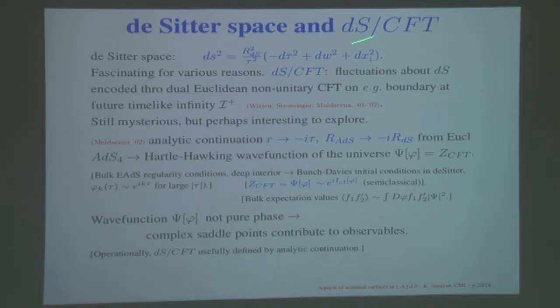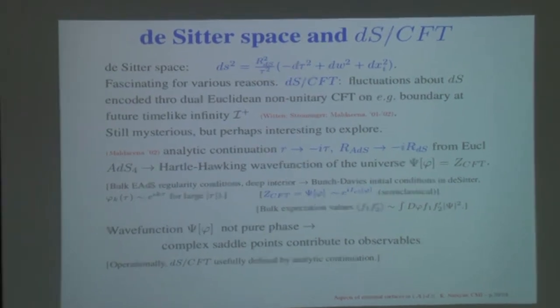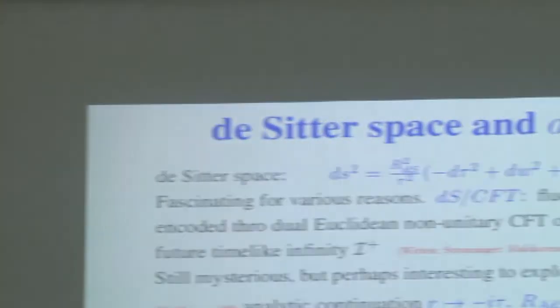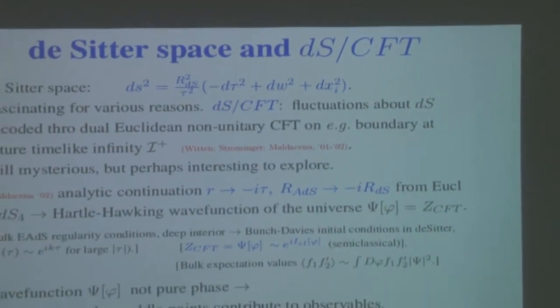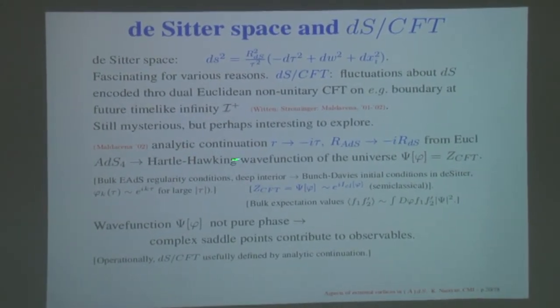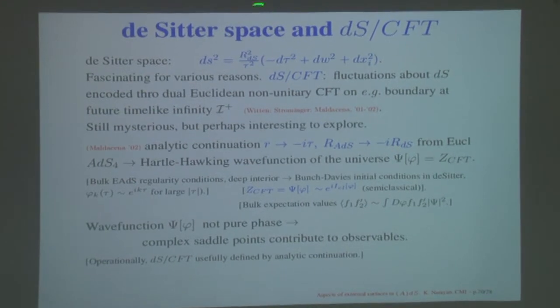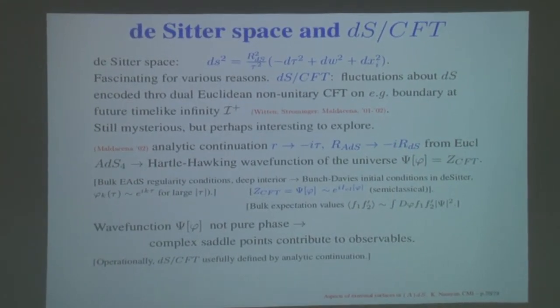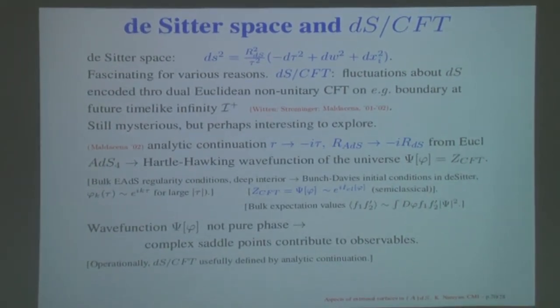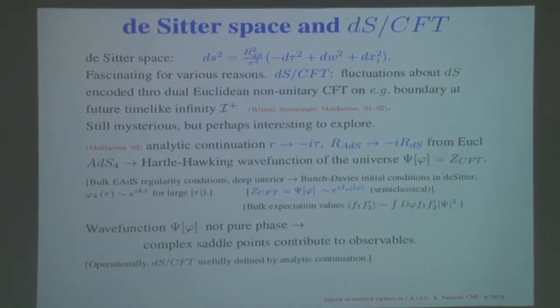So this is de Sitter in Poincare slicing, and the Penrose diagram looks something like that, and I'm talking about this boundary there. This is still very much mysterious, but it's perhaps interesting to explore. In his famous paper on primordial non-Gaussianities, Maldacena in 2002, among other things, also pointed out that various bulk calculations in de Sitter can be reorganized as an analytic continuation from Euclidean AdS4, and they organize themselves into, in some sense, the rules of DSCFT, so to speak.